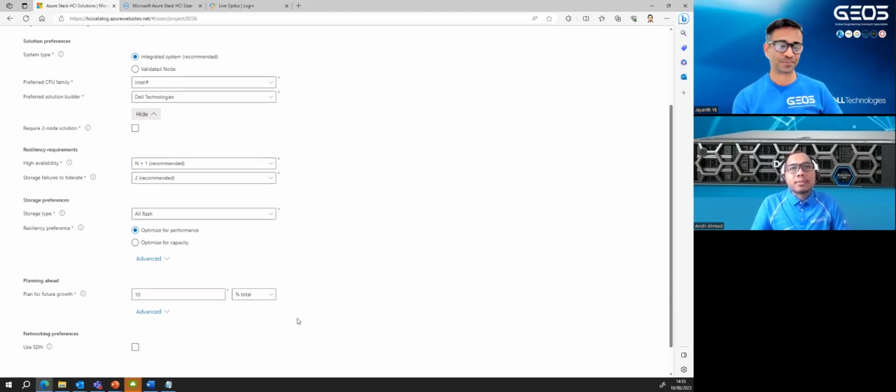Exactly. Right. And then the next one is growth, right? You don't want to end up buying an infrastructure that is already fully populated in the first month, right? So sometimes you want to allow for growth. You can define growth at 10% or 25%, depending on your business requirement. And because the infrastructure is hyper-converged, it is very easy to scale and expand. You can scale up or scale out, in a very granular way.